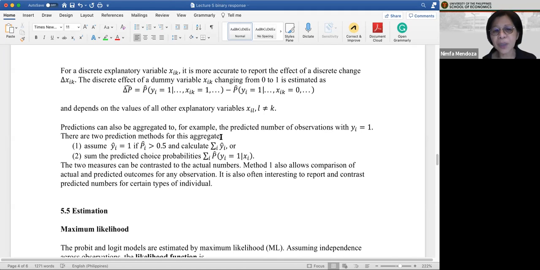There are two prediction methods for this aggregate. One is if the predicted probability is greater than 0.5, then assume y sub i hat is equal to 1. Therefore, your predicted number of observations would just be the sum of y sub i hat over all i's. Note that this y sub i hat would be 0 or 1, so summing the ones would give you the number of observations with y sub i equal to 1. Or an alternative is to sum the predicted choice probabilities.